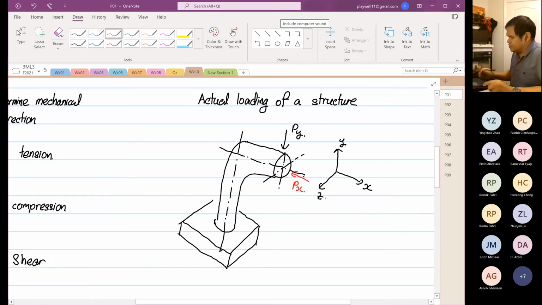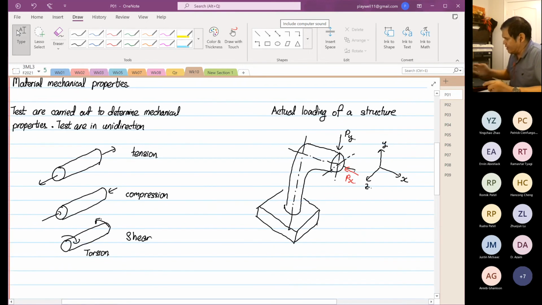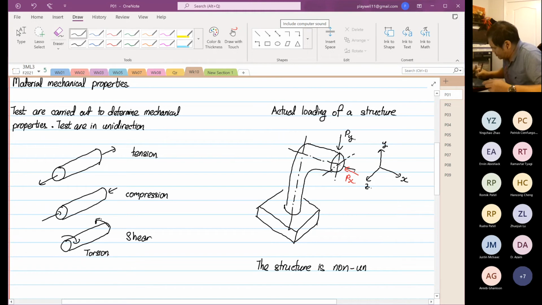So the loading on the right hand side is your actual structure. It's not unidirectional, right? So the structure is non-unidirectional. So now you are going to calculate the stresses on an element. I'll show you. This is known as an element. An element is a location of interest.